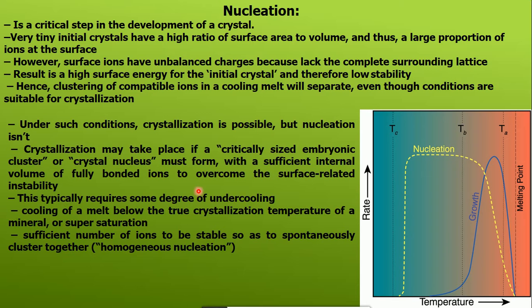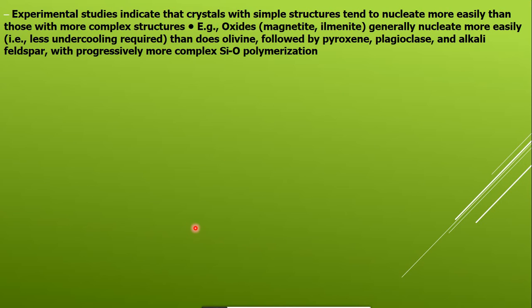This typically requires some degree of undercooling, cooling of a melt below the true crystallization temperature of a mineral, or supersaturation. A sufficient number of ions must be stable so as to spontaneously cluster together, that is the homogeneous nucleation.